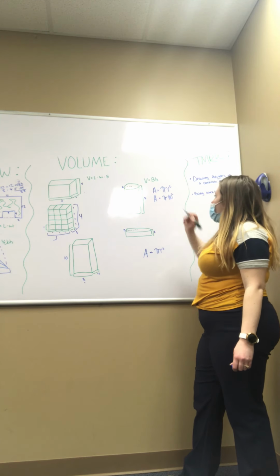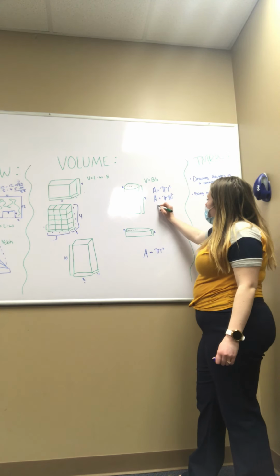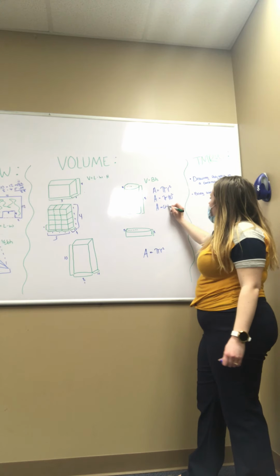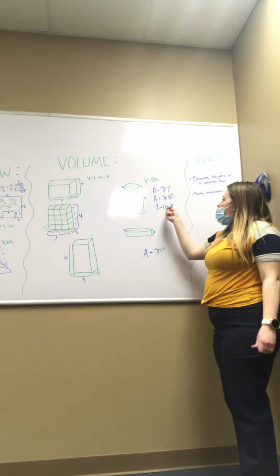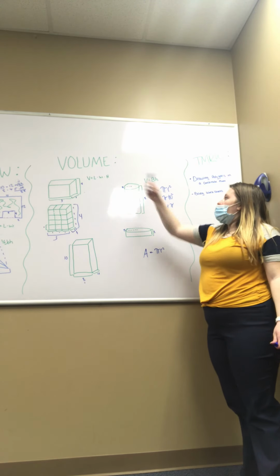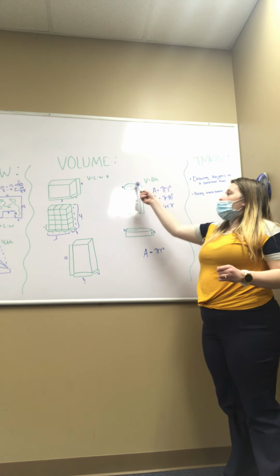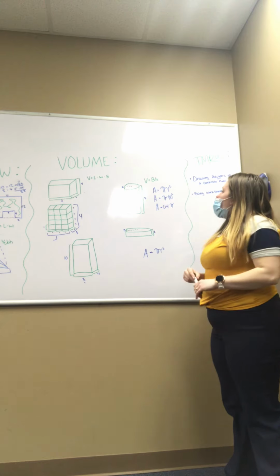8 squared. All right, what is 8 squared? Good, 64. 64 pi. All right, so this is the area of our circle. Now, we're not done yet. We're not looking for the area of this. We're looking for the volume of the whole cylinder, right?